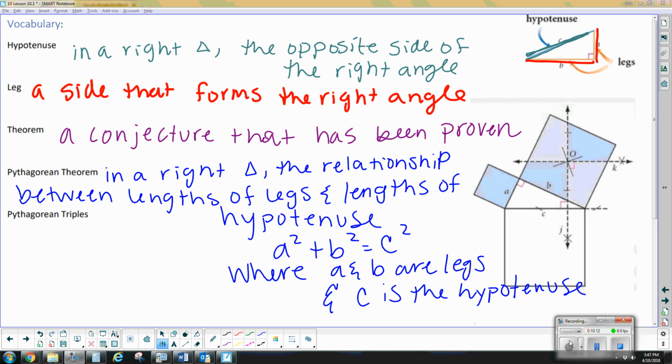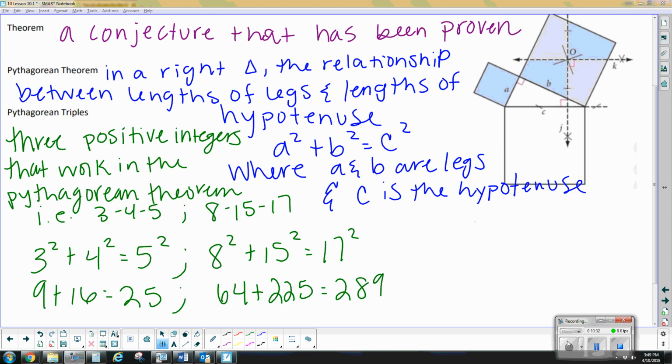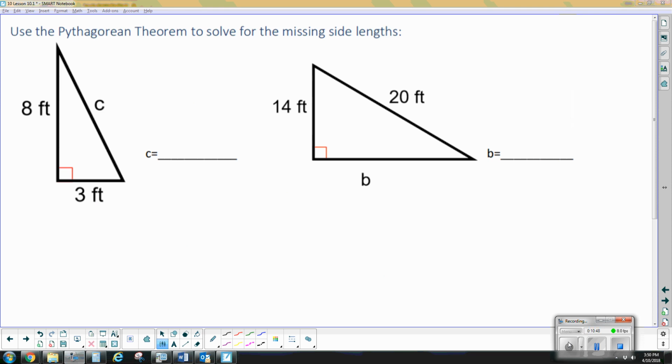And then our last term is Pythagorean triples, and these are perfect integers that work in the Pythagorean theorem. So there are a bunch of examples in your book. I'll give you a couple now. 3, 4, 5 is a Pythagorean triple. 8, 15, 17 is a Pythagorean triple. So both of those examples, 3 squared plus 4 squared equals 5 squared, that works in the Pythagorean theorem. And then 8 squared plus 15 squared equals 17 squared. Those are both true statements, which makes those Pythagorean triples.